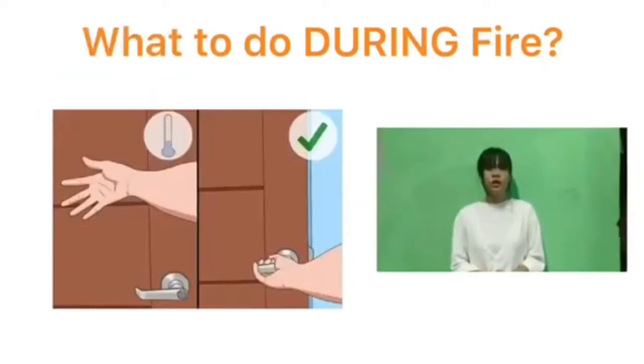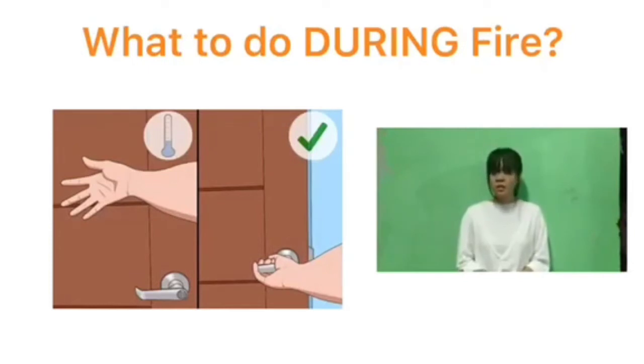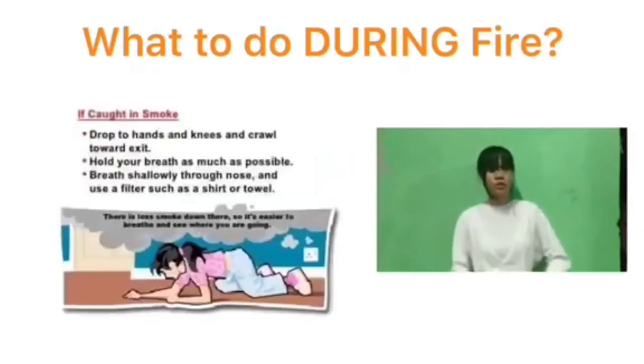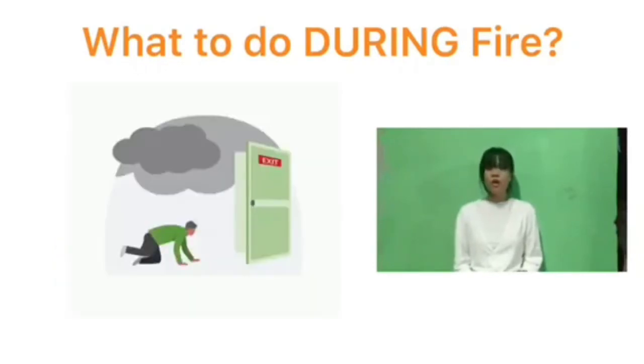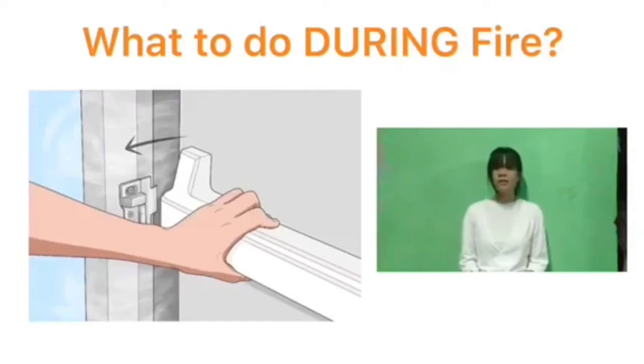If the door is cool, open it slowly and make sure that fire and smoke are not blocking your escape route. Crawl low under any smoke to your exit. Heavy smoke and poisonous gases peak first along the ceiling. Close doors behind you as you escape to delay the spread of the fire.